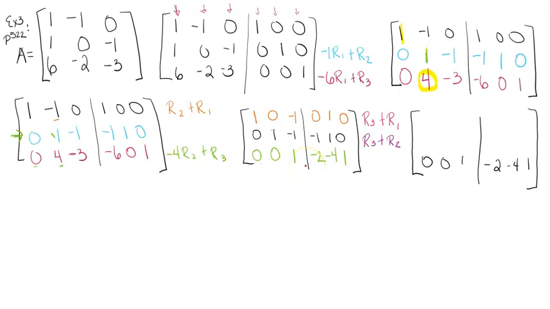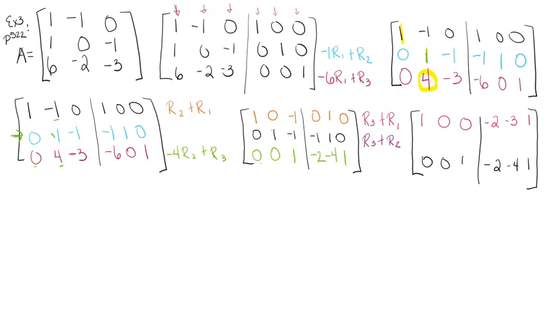So 0 plus 1 is 1. 0 plus 0 is 0. And 1 plus negative 1 is also 0. But then I've got to do my augmented side. So negative 2 plus 0 is negative 2. Negative 4 plus 1 is negative 3. And then 1 plus 0 is 1. So I end up with a negative 2, negative 3, 1 in the top.